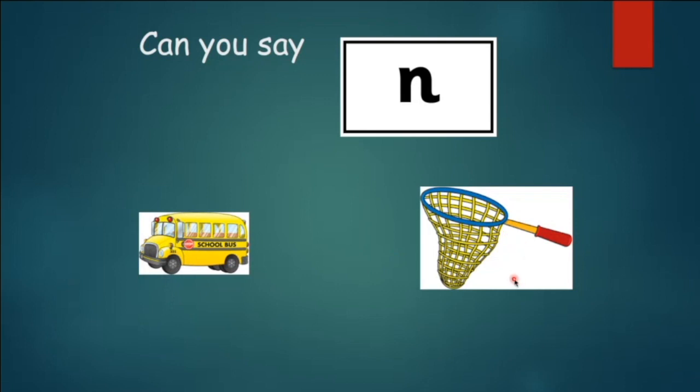We have here a picture of a net. Net. Now, let's see if net has an n sound. I want you to listen carefully as I say the sounds for the word net. The word net has n-e-t. Again, the word net has n-e-t. Net. Do you hear the n sound from that word? Yes, of course, the word net has the n sound. All right, good job, children.